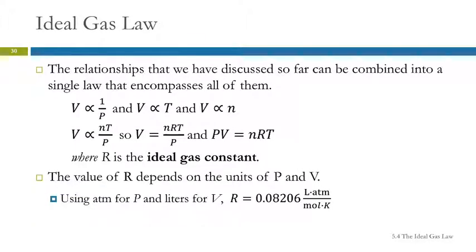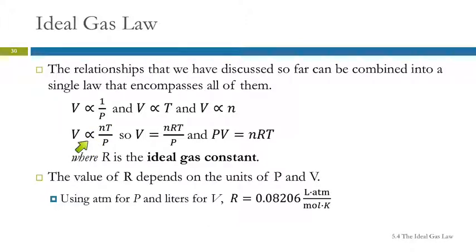We've been talking about the simple gas laws. There's the train, and we can look at those. Volume is proportional to 1 over pressure. Volume is directly proportional to temperature. The volume is proportional to the amount of gas in moles. If we combine all of those together, we can say that the volume is proportional to nT over P.